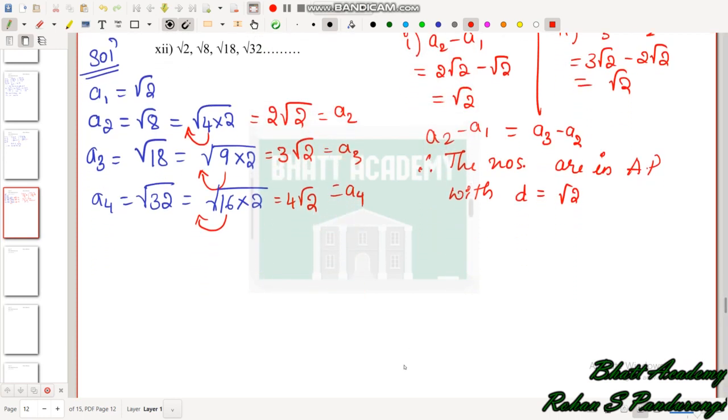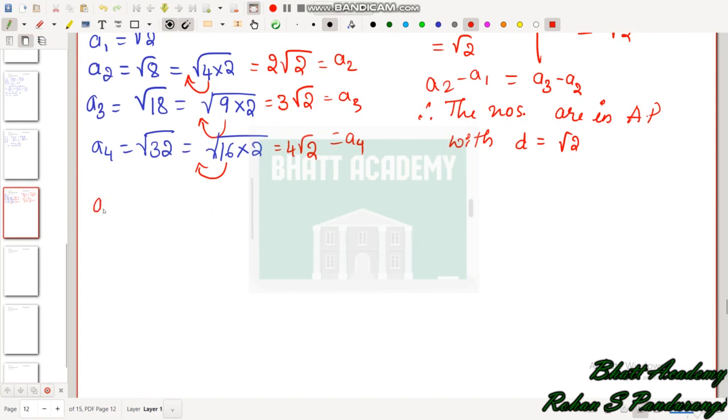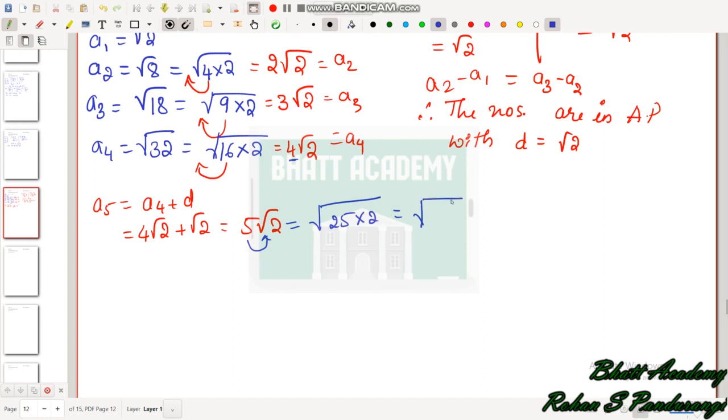So now let's find the next terms, that is a5, which comes out to be a4 plus common difference d, that is a4 value 4√2 plus √2, that is 5√2. Here, what we did above, we do the reverse process, so this 5 goes inside. When 16 came out, it was square root, 16 square root is 4. Here, 5 comes inside, so it gets squared. That is 5 square is 25 times 2, that is square root of 50.